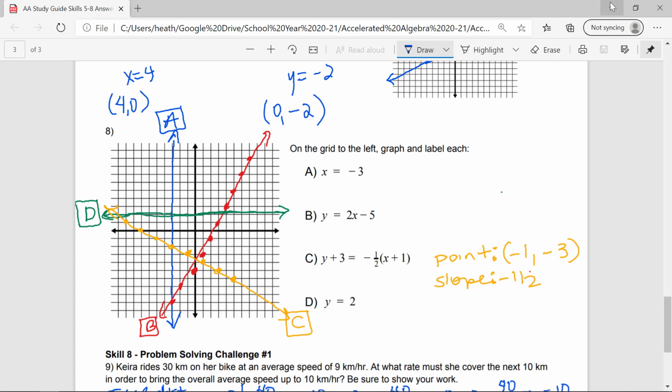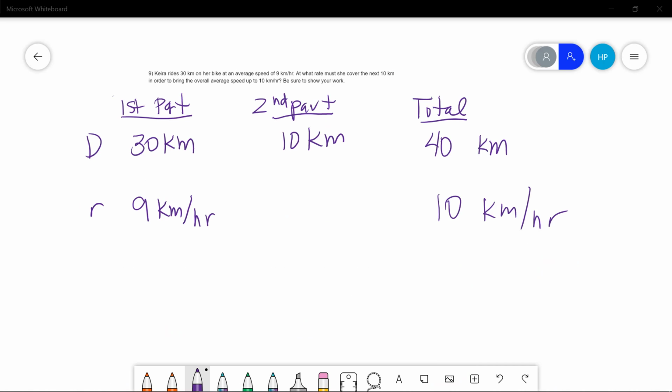Okay, so let's talk about some of these problem-solving ones. Okay, here's number 9, and I should say that I've done this problem, I think, at least 3 different ways now, so you might have done it a totally different way. As long as you get the same answer, and you've done something mathematically valid, that's great.